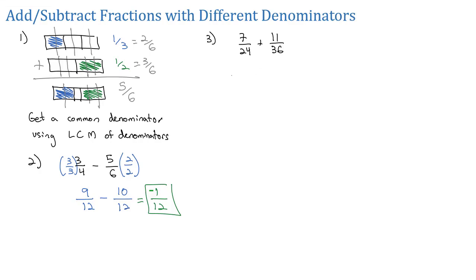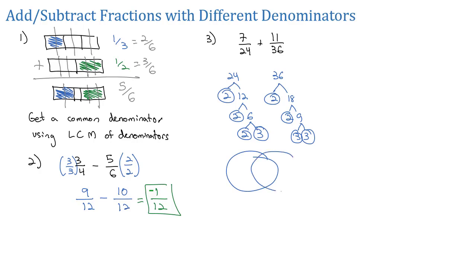Let's find the prime factorization of 24. 24 is 2 times 12. 12 is 2 times 6. 6 is 2 times 3. Let's also find the prime factorization of 36. 36 is 2 times 18. 18 is 2 times 9. And 9 is 3 times 3.